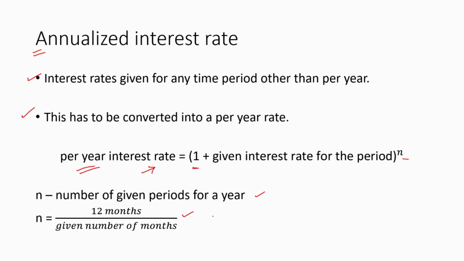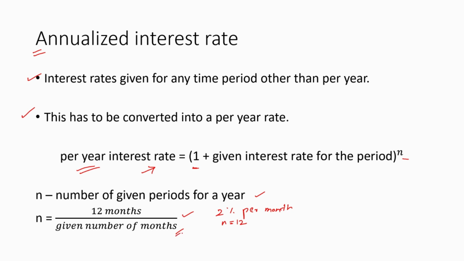Let's say they are given a monthly rate, let's say 2% per month. Now we have to convert this into a per year rate. In order to do that, we have to calculate the simple n value. Simple n is the number of given periods for a year. So, how many months are there for a year? There are 12 months. So, simple n will be 12.